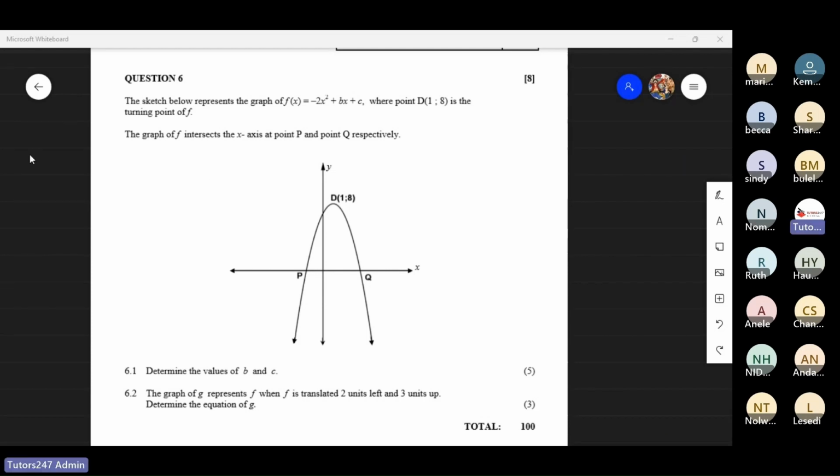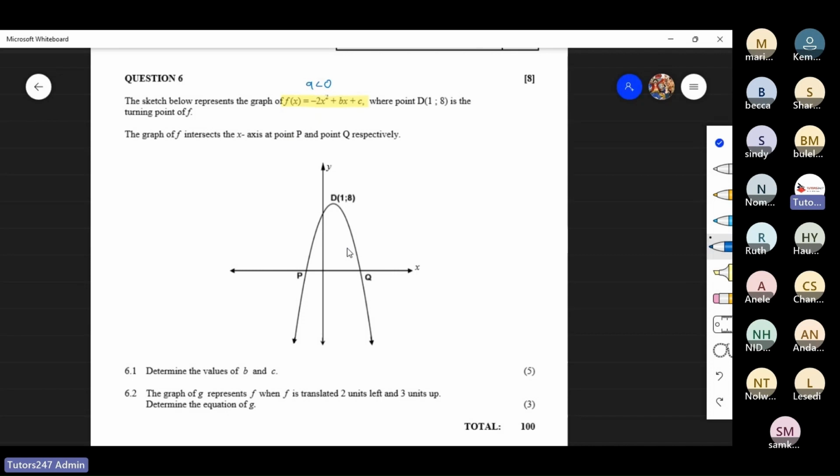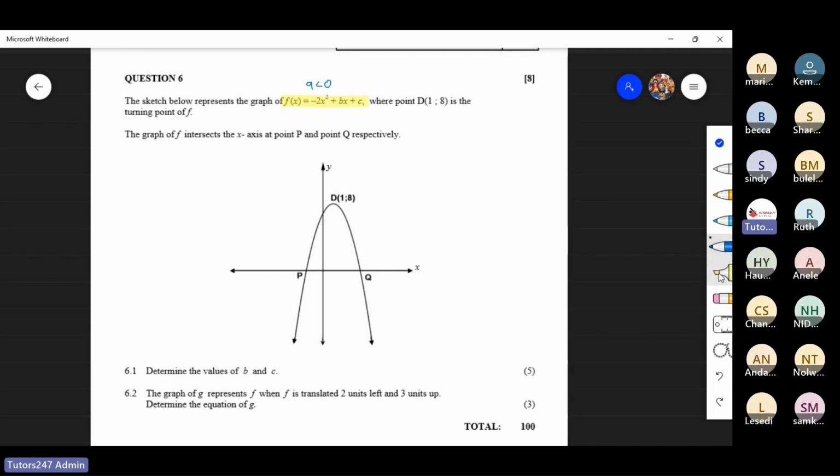We've got the sketch below represents the graph of f of x is equal to negative 2x squared plus bx plus c. Now, because it's negative 2x squared, that means a is less than 0. That is why it is a sad face. If a was greater than 0, meaning that if it was positive 2x squared, it would have been a smiley face graph. In addition to that, we have where point D is the turning point of f. So that is important. We now have the coordinates of our turning point, which is denoted by point D.